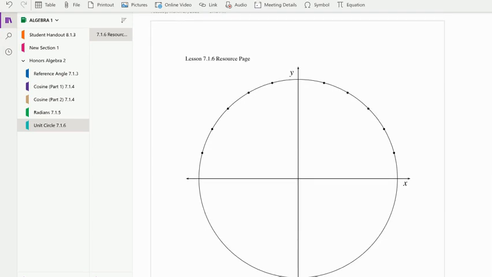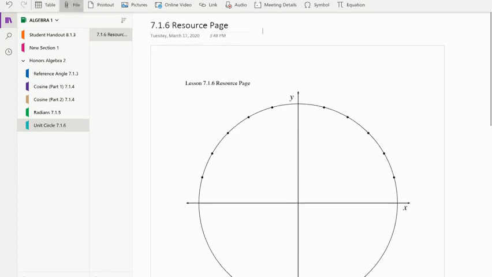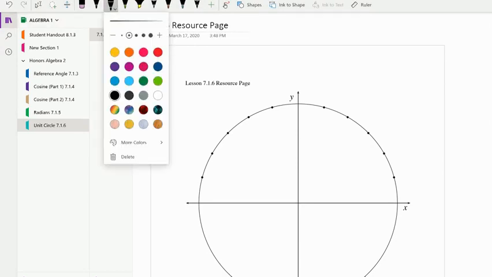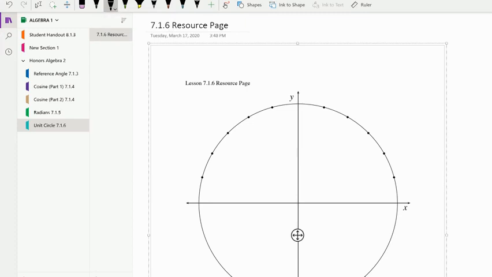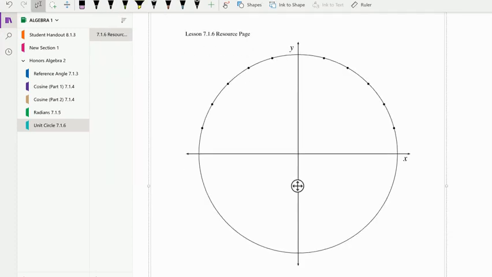So what we're going to do is we're going to go ahead and start putting all of the degrees in on the unit circle. So we'll start with that, and then we'll go with the radians after that. I'm going to do this in colors. So I'm going to start with the main quadrant. So we have 0 degrees, 90 degrees, 180 degrees, 270 degrees, and 360 degrees.